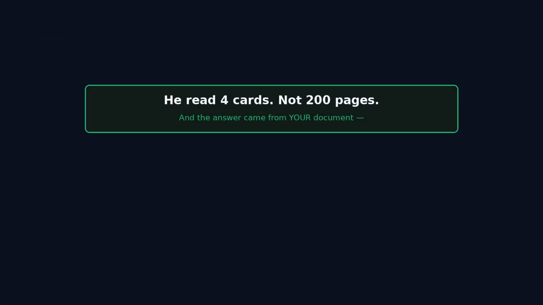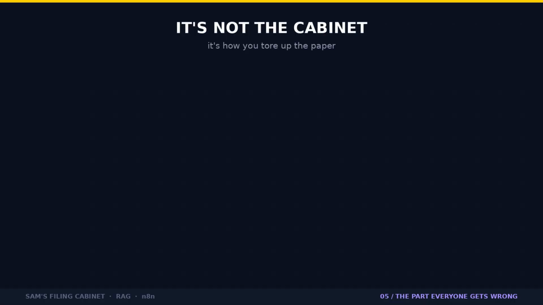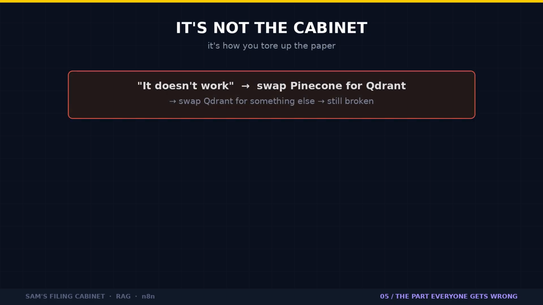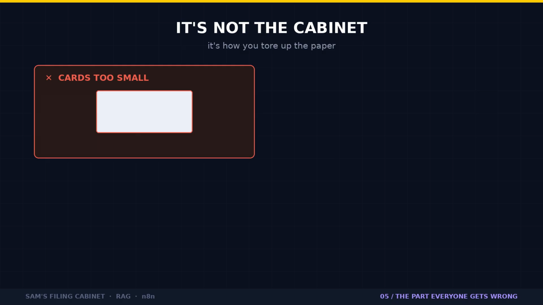He didn't read 200 pages, he read 4 cards, and his answer is grounded in your actual documents, not in something the model half remembers from the internet. Now, the part everyone gets wrong. When people build this and it doesn't work, they almost always blame the cabinet. They go and swap Pinecone for Qdrant or Qdrant for something else, convinced the storage is the problem. It usually isn't. The problem is nearly always how you tore up the paper.